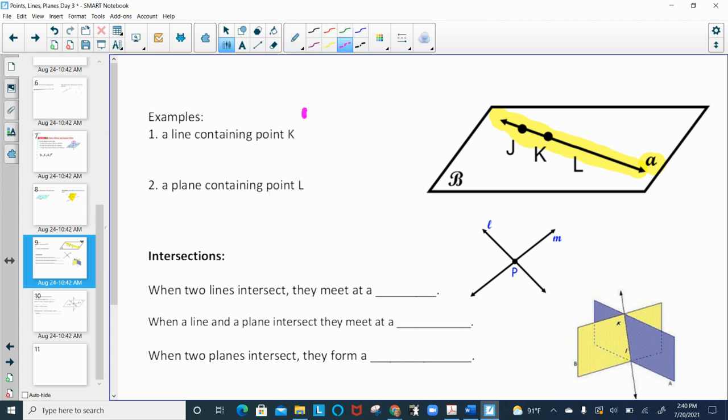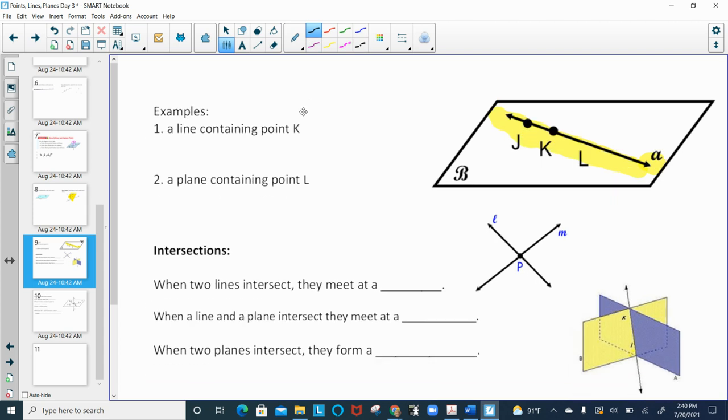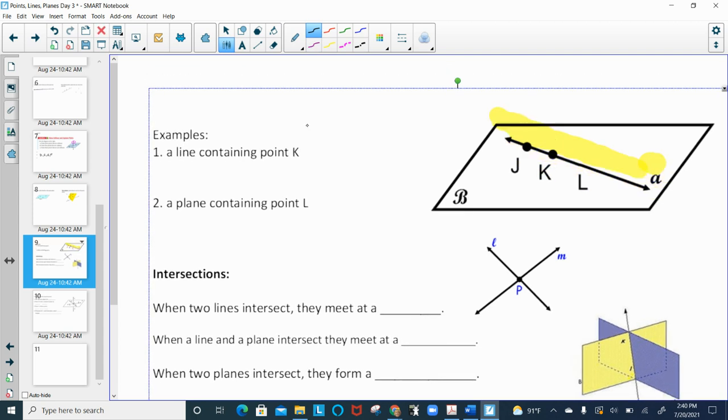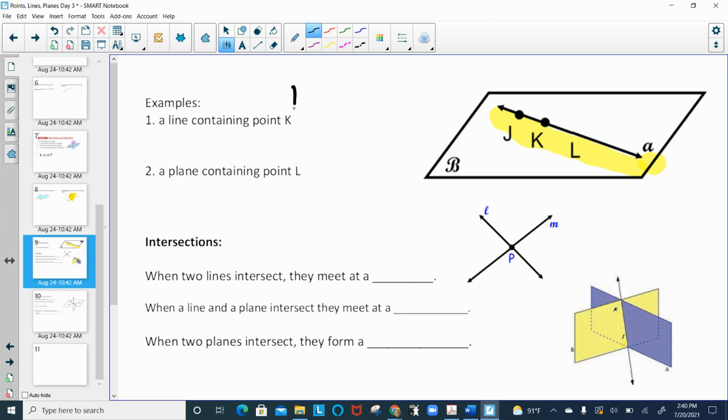We could say, hang on just one second, I want to get my black pen back. There we go. So we could say that one way to name this is line A. Or we can pick 2 points along that line.